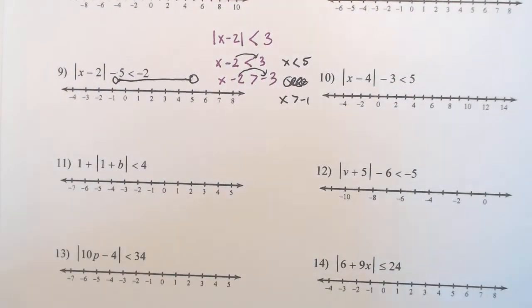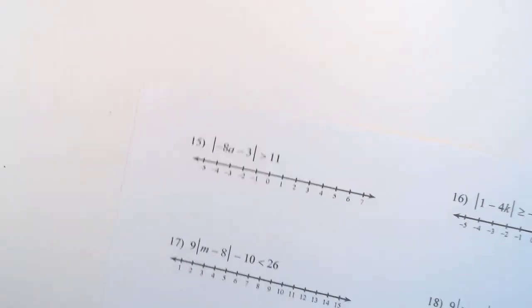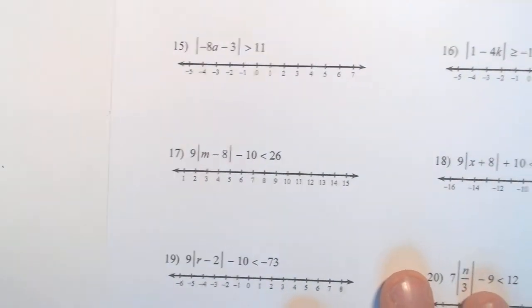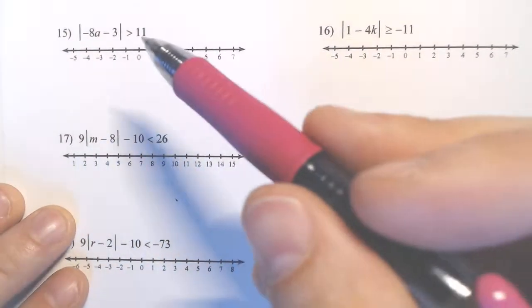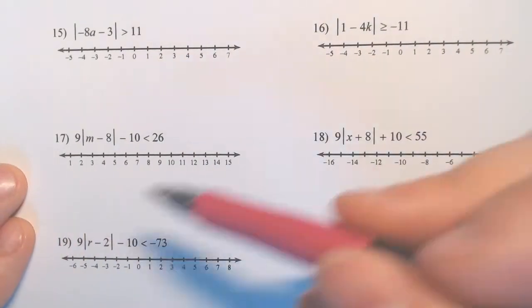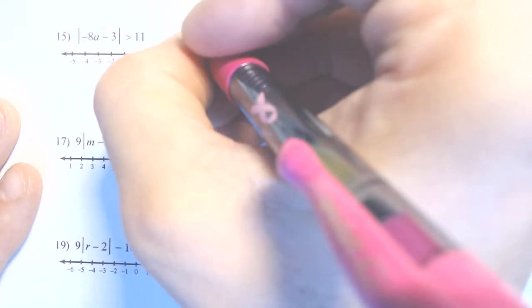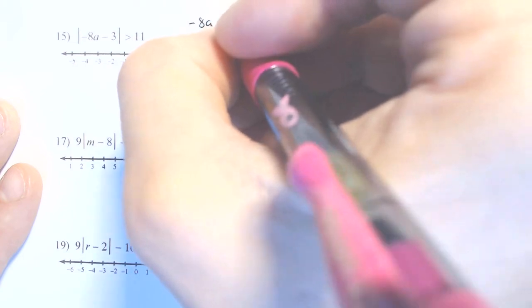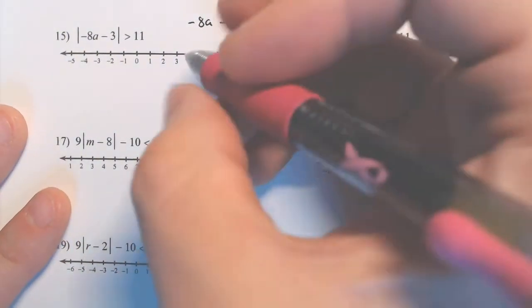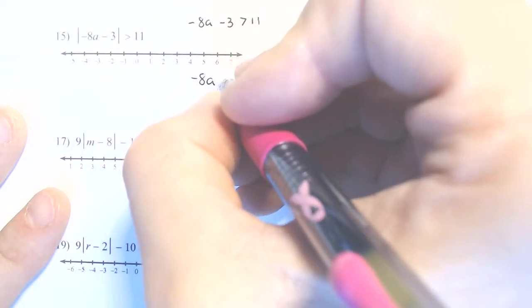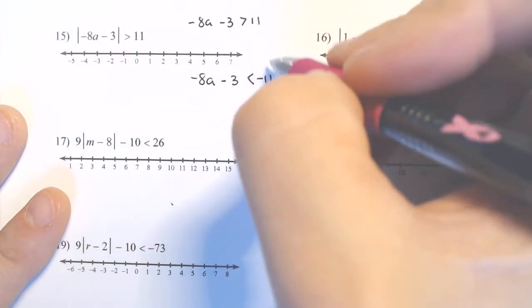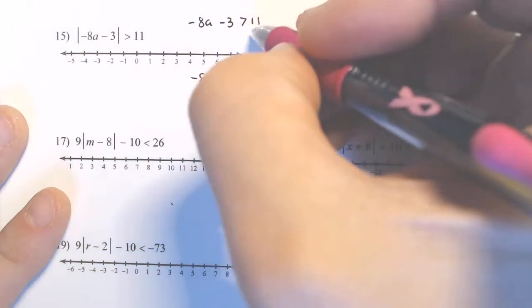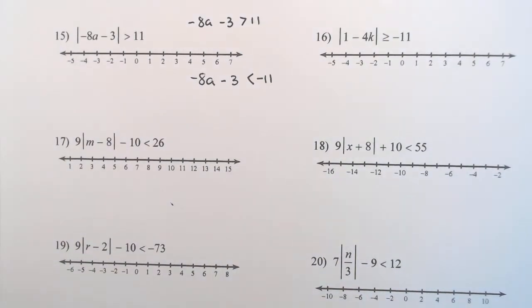Okay? So I'm going to move all the way onto the back. I want to see what happens here. Here, we have a few problems we're going to do. We're going to end up doing probably number 15 and maybe one of these down here. If we have -8a minus 3 greater than 11, because the absolute values are already by themselves, I can drop them immediately and solve -8a minus 3 less than -11, flip the inequality, change the sign. Add 3, divide by -8.